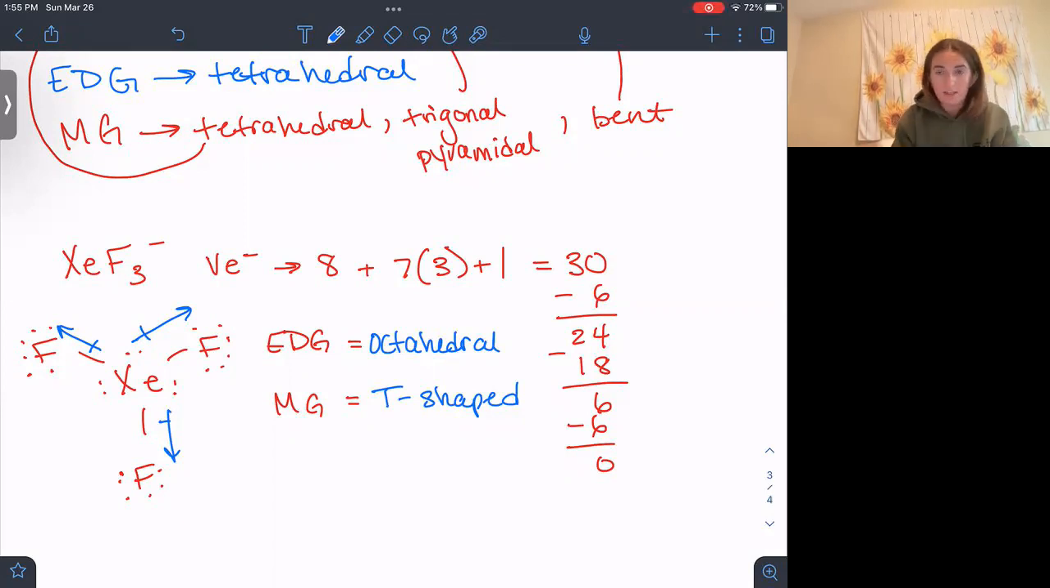So if we're looking at this in terms of 3D, you would have your Xe in the center. You would have your fluorine. You have a lone pair over here, a lone pair over here, a lone pair over here, and then your F over here. I guess make it look a little bit more like a T.